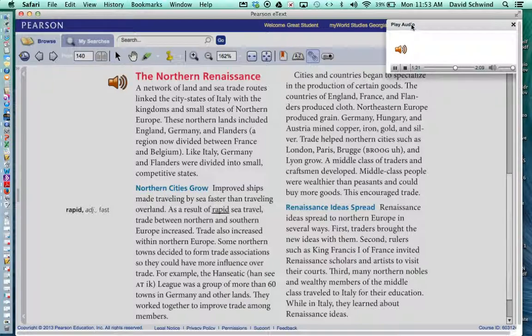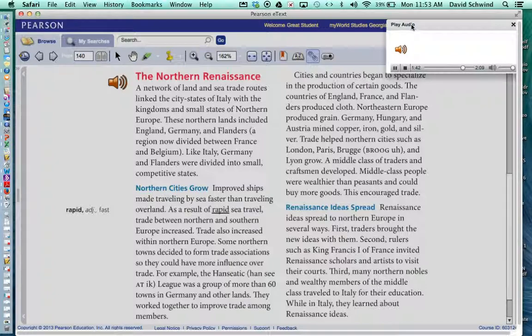Trade helped northern cities such as London, Paris, Bruges, and Lyon grow. A middle class of traders and craftsmen developed. Middle-class people were wealthier than peasants and could buy more goods. This encouraged trade. Renaissance ideas spread.